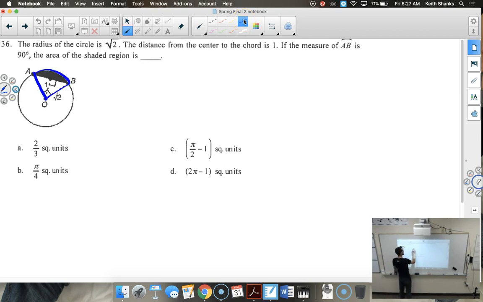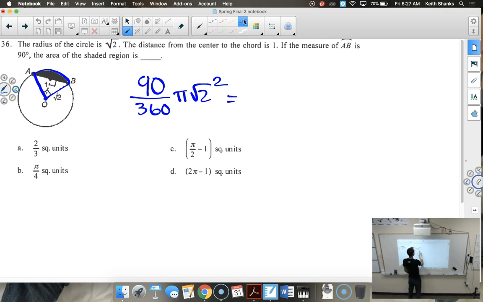It is the central angle, which is 90 in this case, divided by 360 times pi r squared. The radius is the square root of 2, which, if I square this, you have 2. So 90 over 360 is 1 over 4, times pi times 2. These are going to cancel out, so I have pi divided by 2.